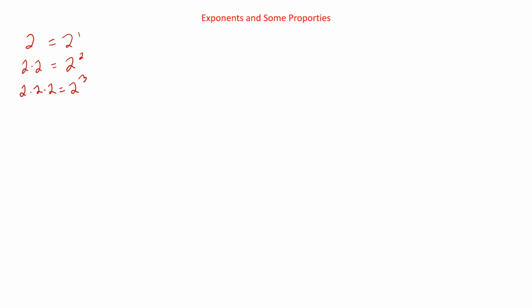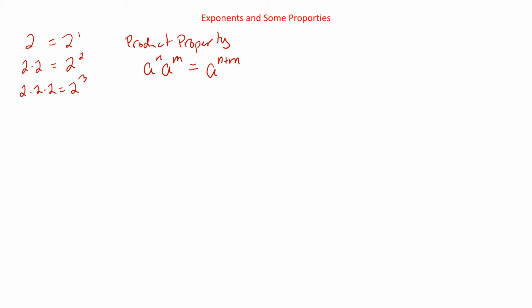First of all, we have the product property. And what the product property says is if we have a to the n times a to the m, we would end up adding those together. So we'd have a to the n plus m. Notice the base is the same for these.